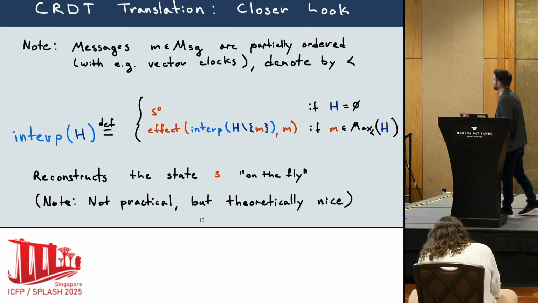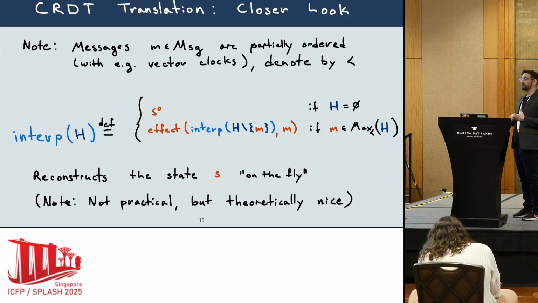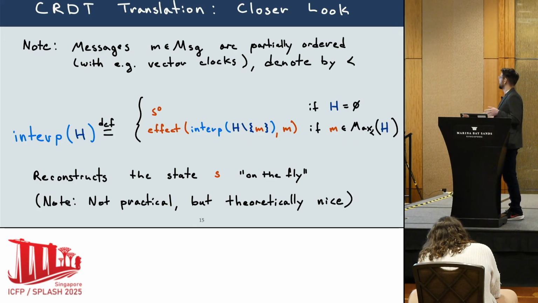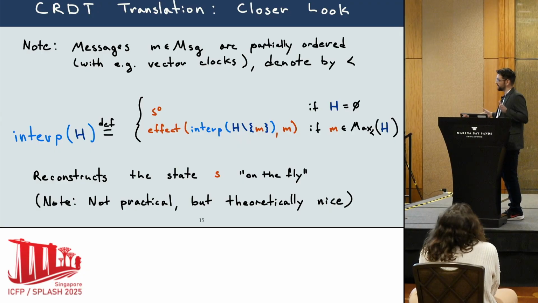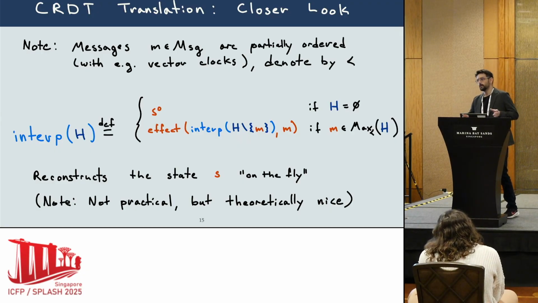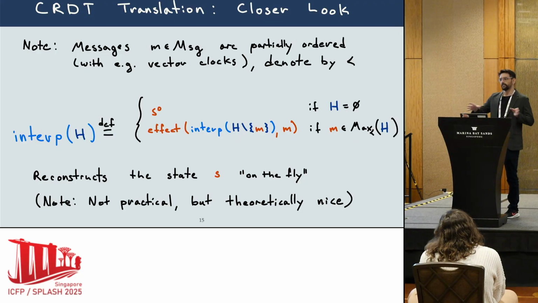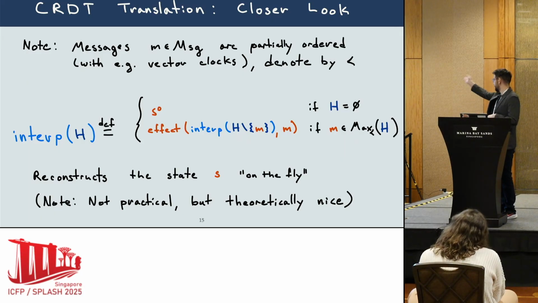This is not a very efficient way of doing this translation, but it's nice to work with theoretically. So the basic idea is if you have a set of messages that are partially ordered, you can then partition that set into sort of grades, where in each part of that partition, all the messages within are concurrent. And then we can just take any message from that grade and then apply it. And so this lets us define this interpretation function recursively.